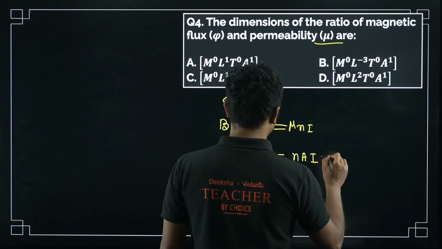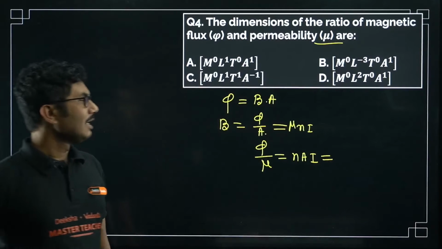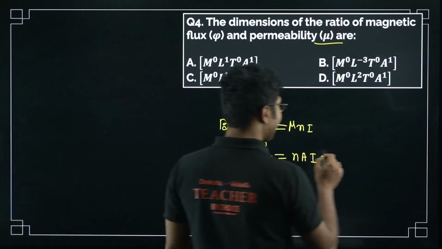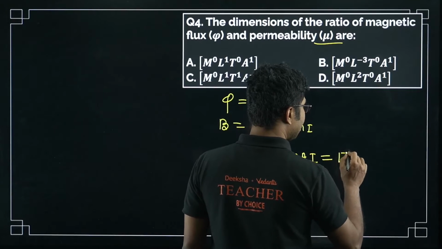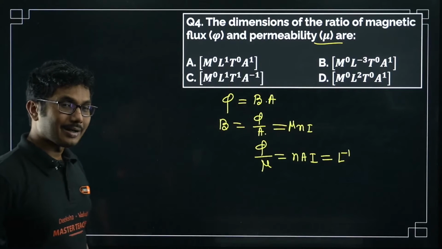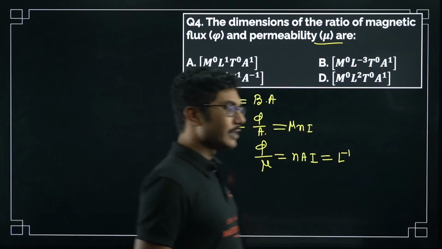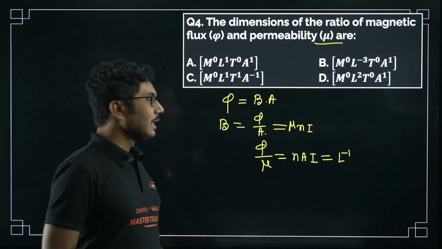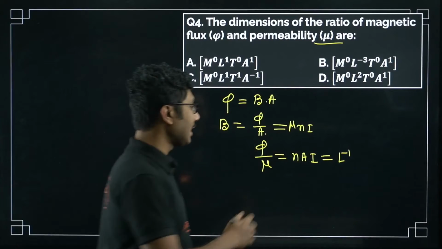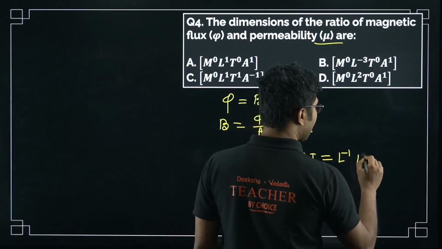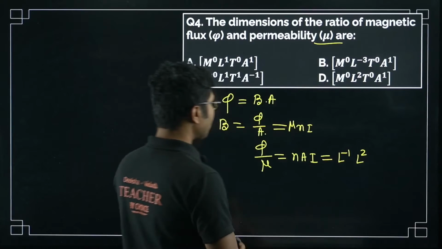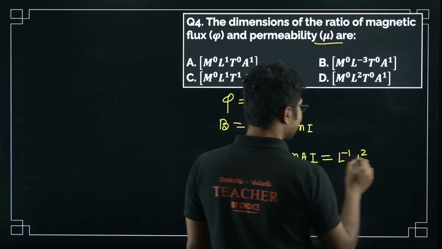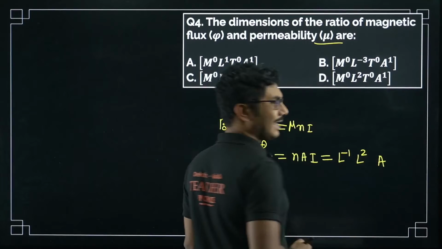Now what is N? N is the number of turns per unit length. So N is basically distance to the power minus 1. Per unit length means per meter, per centimeter, right? So it will be distance to the power minus 1. Area, what is the dimension of area? The dimension of area is L to the power 2, but I think I made some mistake. No, it is fine. Now what is current? Current is ampere, which is A.